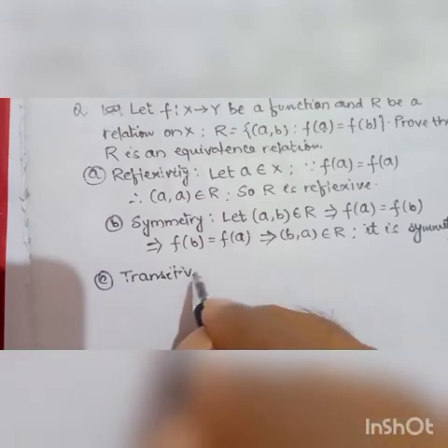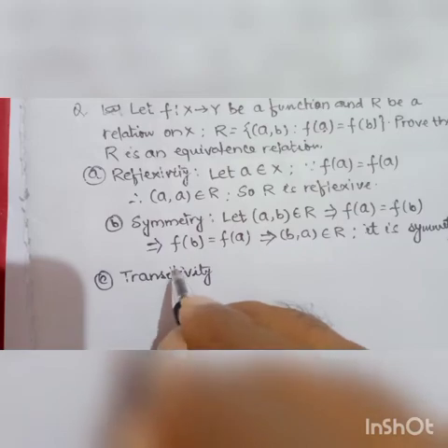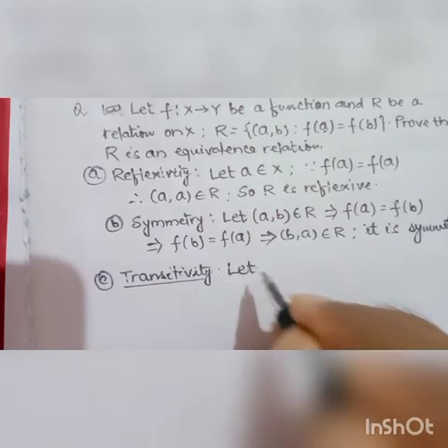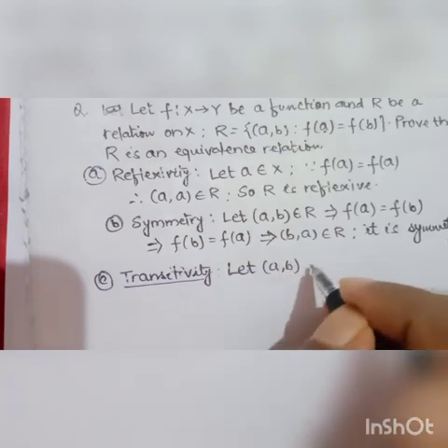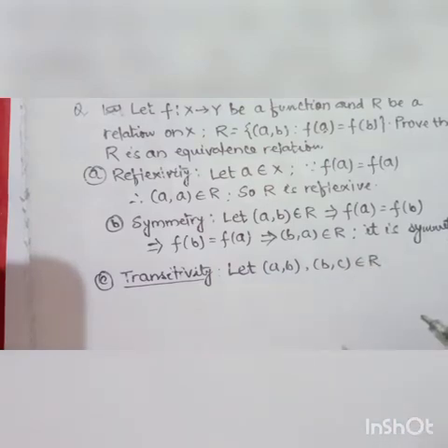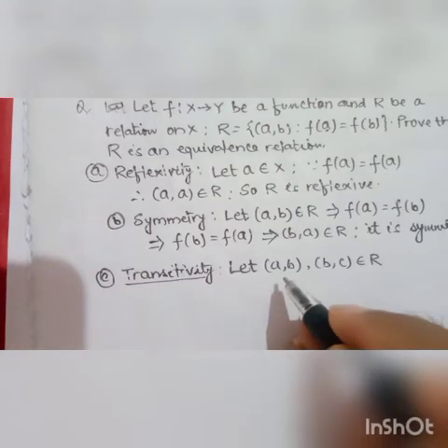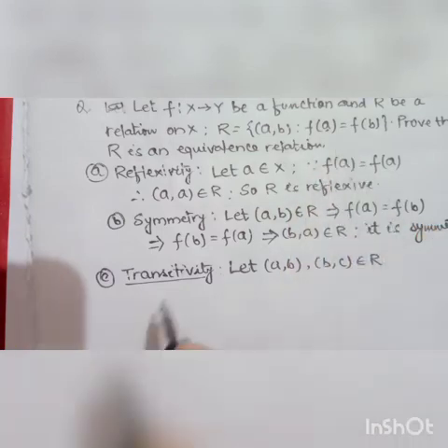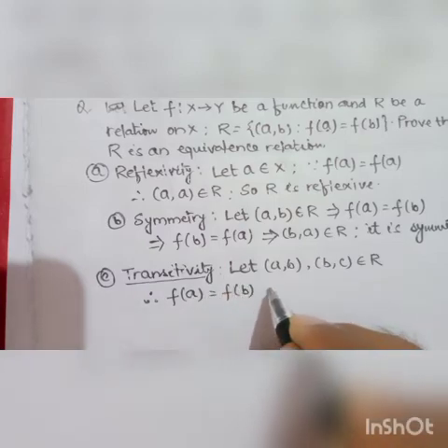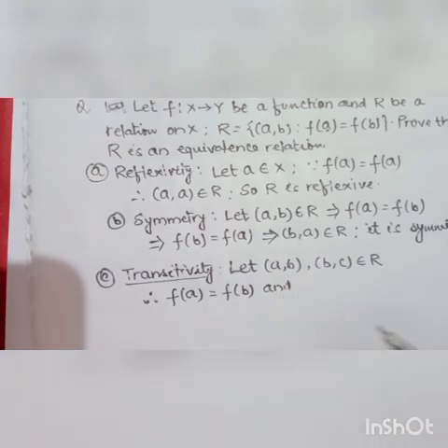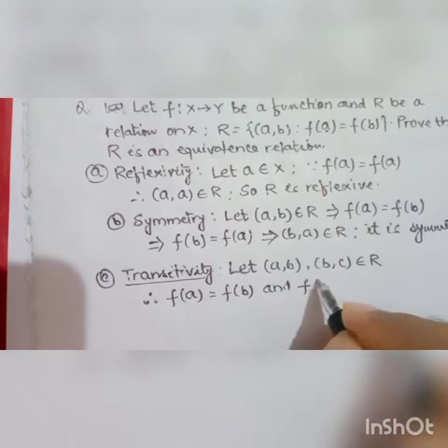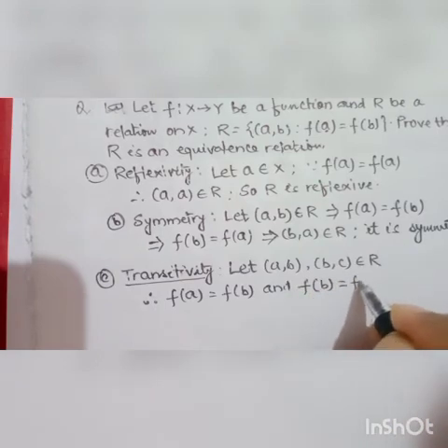Transitivity. For transitivity, you know children, we consider elements. Let (a, b) and (b, c) be two different elements belonging to R. (a, b) belongs to R means f(a) is equal to f(b), and (b, c) belongs to R means f(b) is equal to f(c).